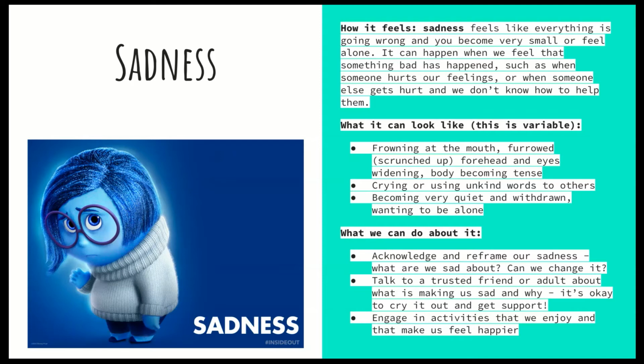So, what sadness can look like, and again, this is variable, you might frown at the mouth. You might furrow or scrunch up your forehead, and your eyes might widen and your body becomes tense. Okay? You might cry or use unkind words to others. And then for some people, they become very quiet and withdrawn. They want to be alone when they're feeling sad. Okay? They don't want others to see them feeling sad.